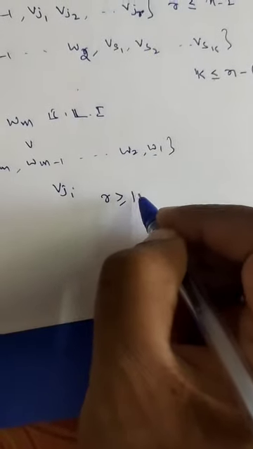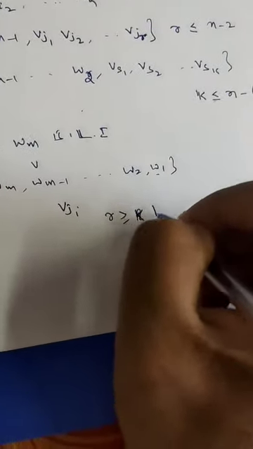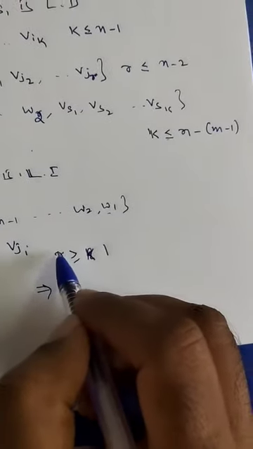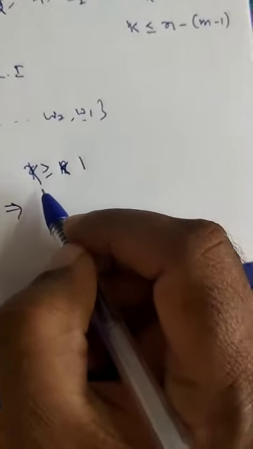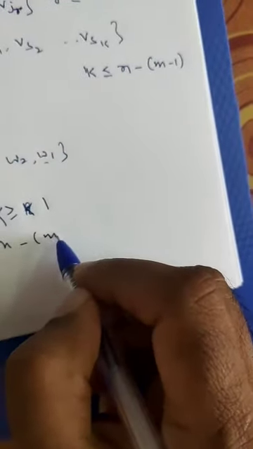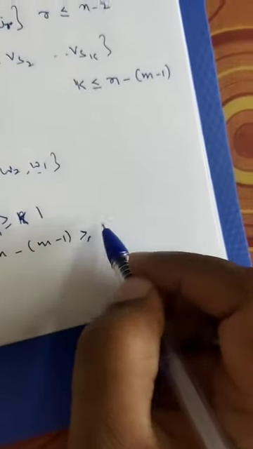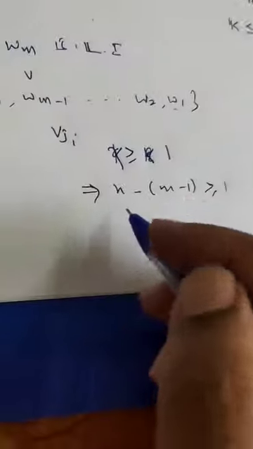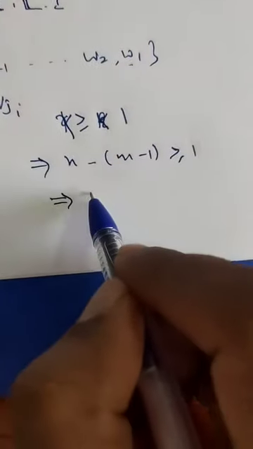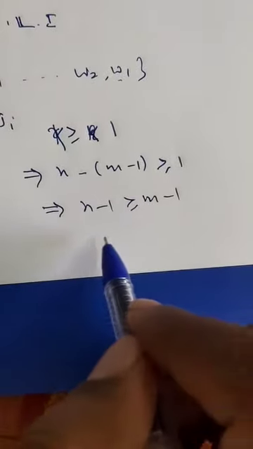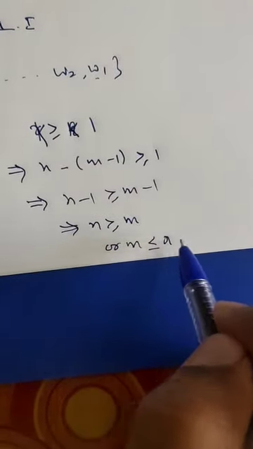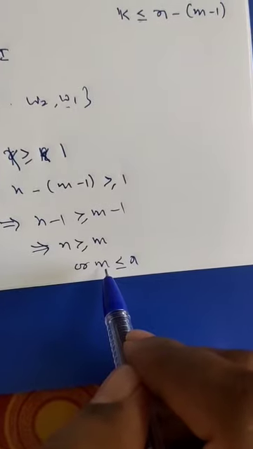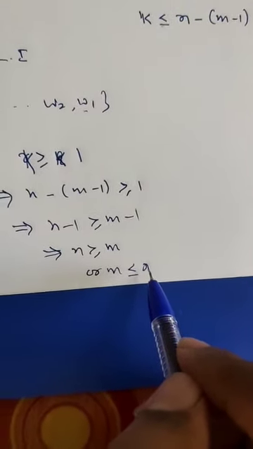K must be greater than or equal to 1. K must be greater than or equal to 1 means what? N minus K is at maximum N minus M minus 1, so N minus M minus 1 must be greater than or equal to 1. This implies N minus 1 is greater than or equal to M minus 1, which means N is greater than or equal to M. So the number of linearly independent vectors is always less than or equal to the number of basis elements.